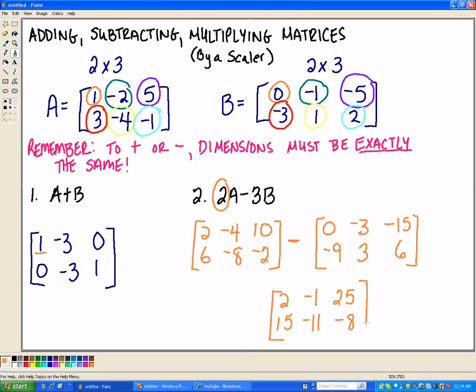All right, so nothing very difficult about it. I'm just going to add or subtract each corresponding element and put it in the same position in my new matrix. And if I'm asked to multiply by a constant, or a scalar as they call it, I simply multiply every single element in the matrix by that number.